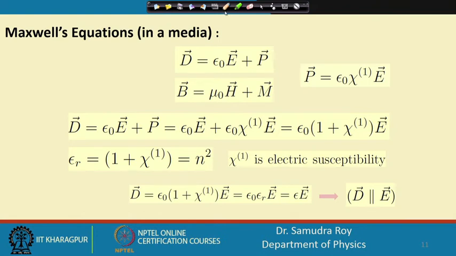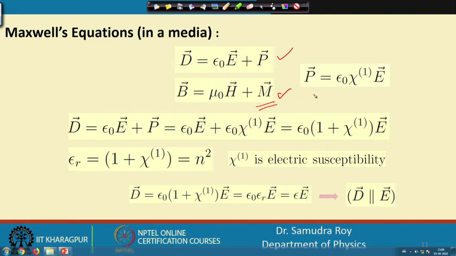So, as it is written, D is epsilon 0 E plus P, that is known. Also, B can be represented as mu 0 H plus M. This mu 0 H plus M is a term that is coming because of the magnetization. Like the polarization term, in the magnetic material we have something called magnetization. But throughout our treatment we will neglect this magnetization term, because we will mainly deal with materials that do not have any kind of magnetic property.